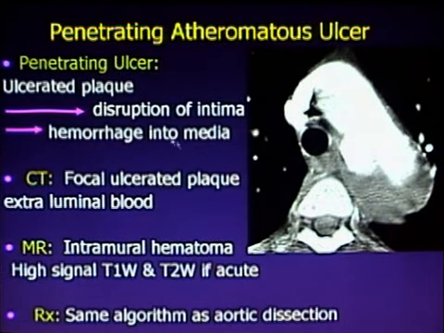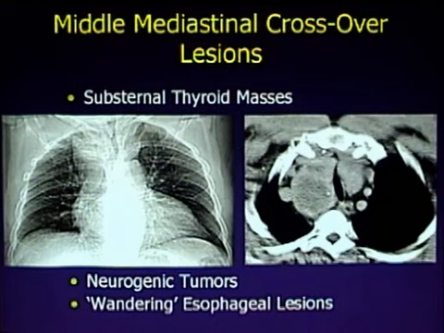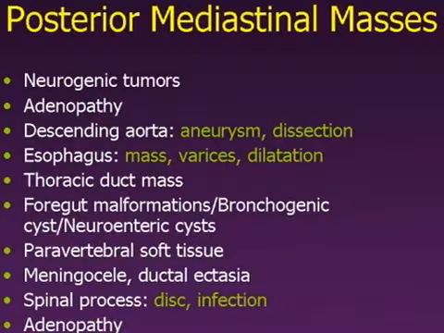Penetrating atheromatous ulcer, the history of this is basically you get atherosclerotic plaque, which becomes ulcerated. Substernal thyroids, I'm not going to spend much time here, but just again remind you that these are the crossover lesions, neurogenic tumors, and wandering esophageal lesions can occur in the middle mediastinum. Good, so we at least made it to the posterior mediastinum.